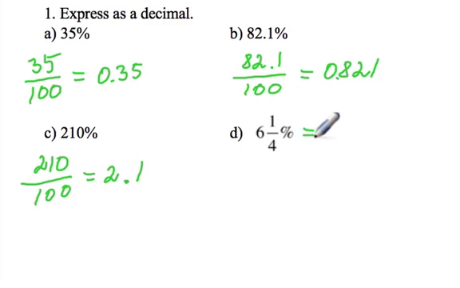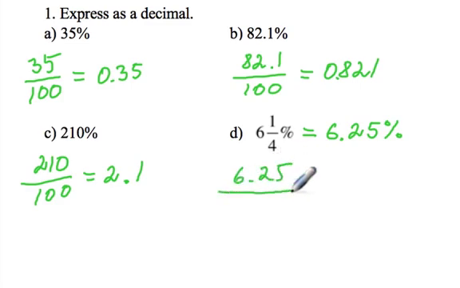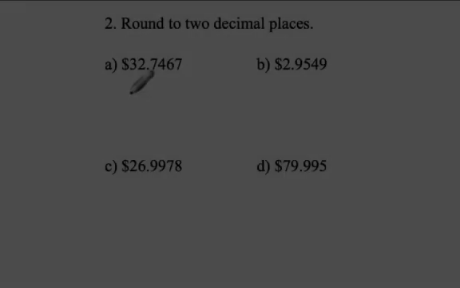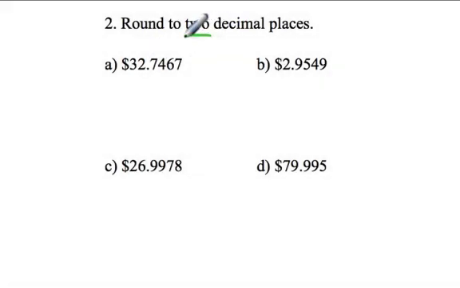6.25% we can rewrite as a decimal number first. Now 6.25% is 6.25 out of 100. That equals 0.0625. Round to 2 decimal places.